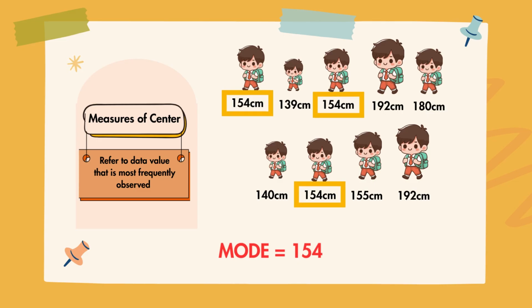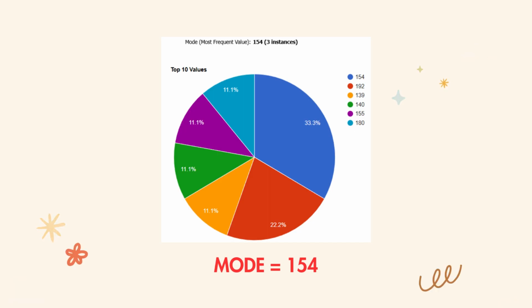So, the mode of this dataset is 154 centimeters. This means that 154 centimeters is the most common height among these students. Sometimes a dataset may have more than one mode or no mode at all, but here, 154 is clearly the most frequent value. Here we have a pie chart representing the top values in our dataset.